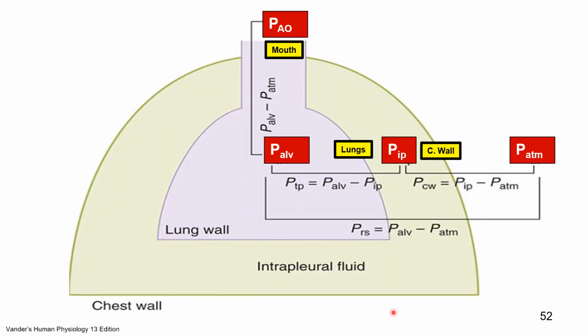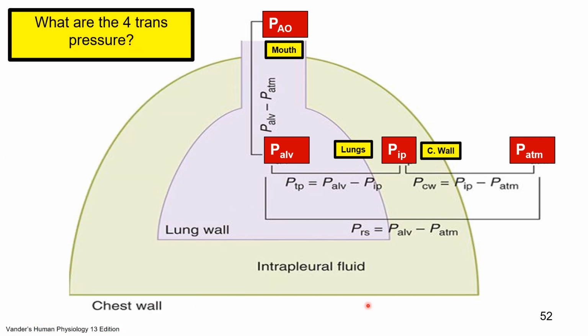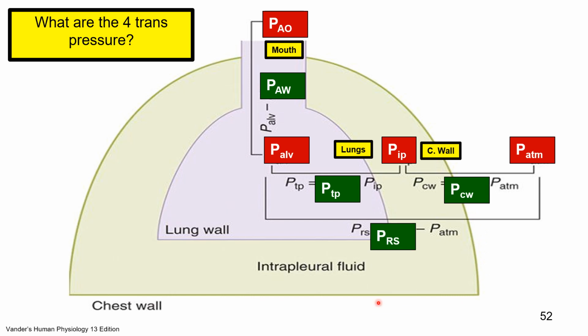So this is another way of looking at the trans pressures. What are the four trans pressures? It is the trans airway pressure. Then you have your trans pulmonary pressure. Then you have your trans chest wall pressure. Then finally you have your trans respiratory system pressure.